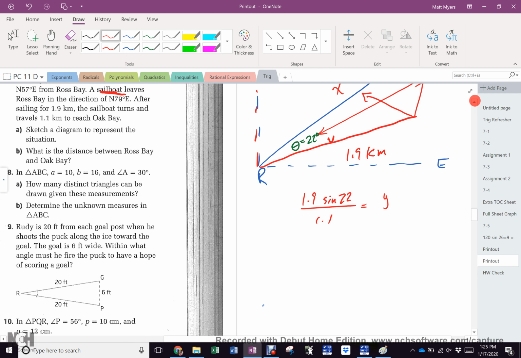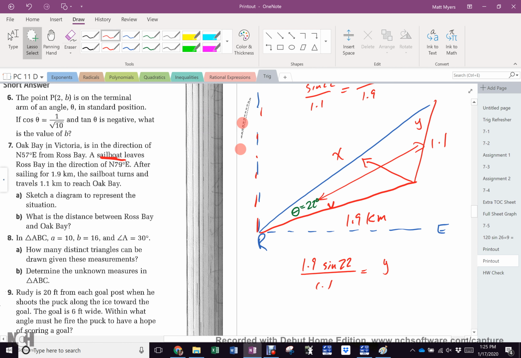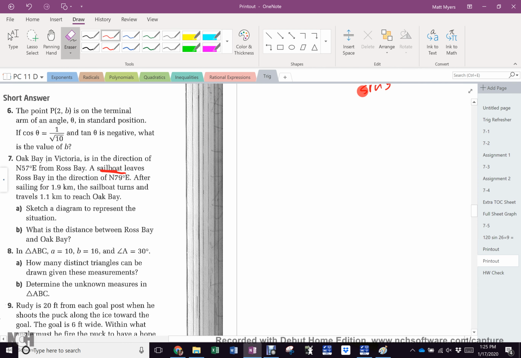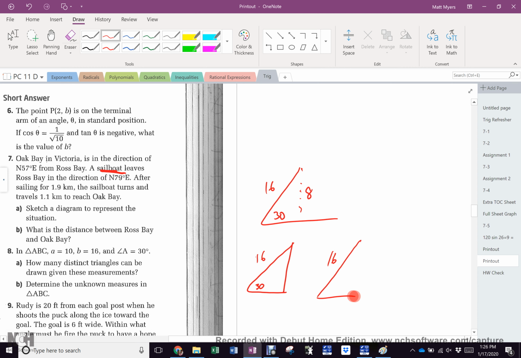Number 8, because it is sine 30, you can do it in your head, can't you? Because the sine of 30 is what? 1/2, right? So we draw it. A is 30. B is 16. 16 times 1/2. This is 8, right? Is A longer than 8? Is it shorter than 16? So how many triangles could I have? 2. I could have 16, 30, and that one. Or I could have 16, 30, and that one. Right? This being 10, or this being 10. And then, of course, you would use sine and cos law to find the other missing sides.